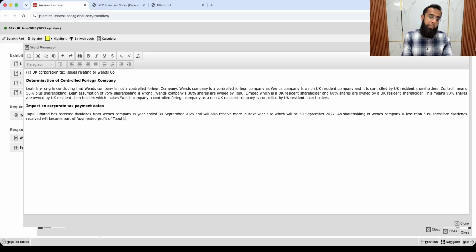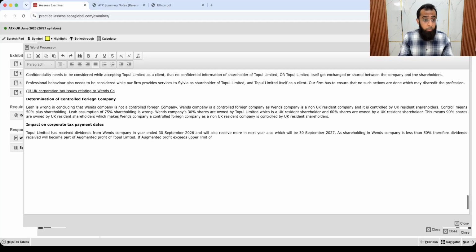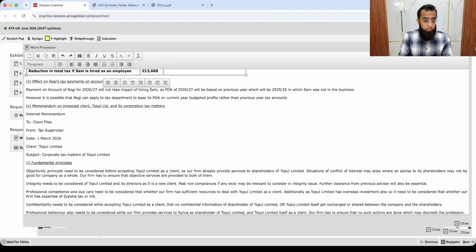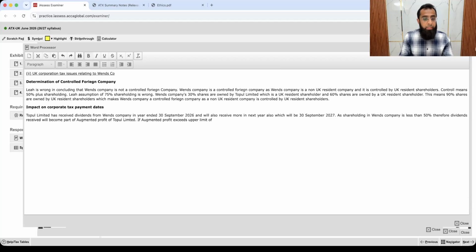of Topul Limited. If augmented profit will exceed the upper limit of 1.5 million pounds, then in that case, Topul Limited will have to pay corporate tax under the installment concept.